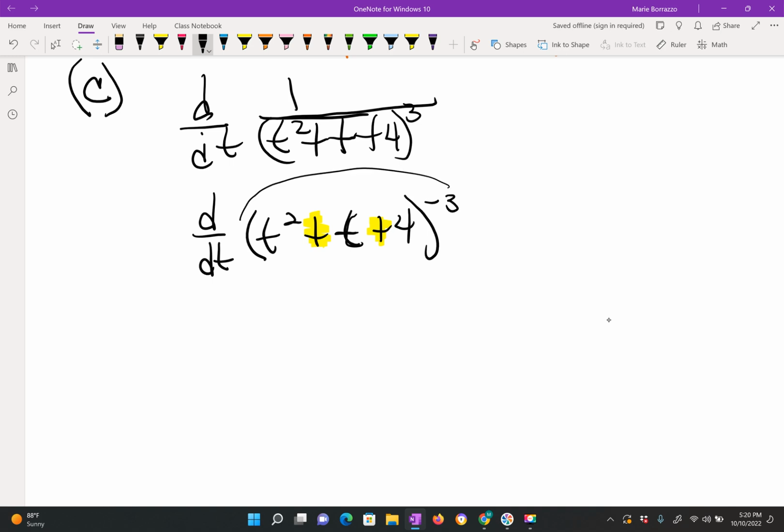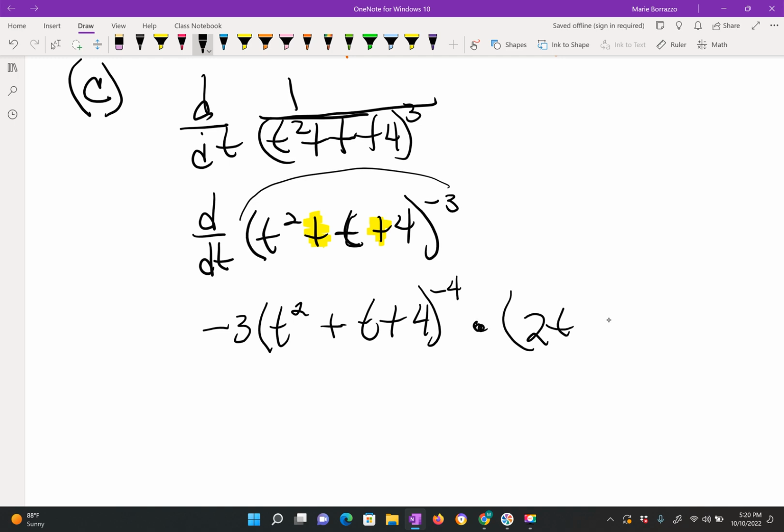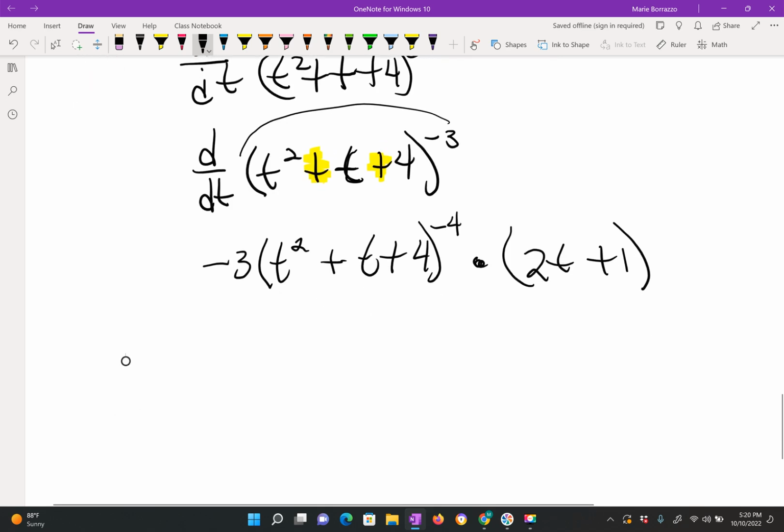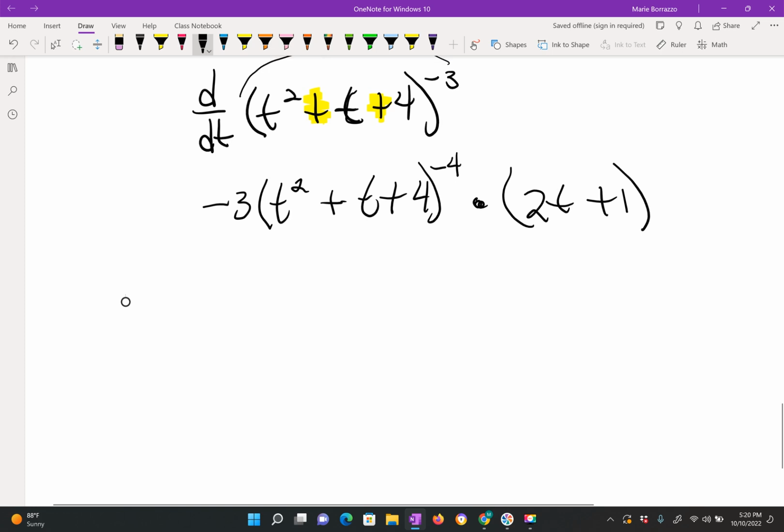-3, parentheses, t squared plus t plus 4, to the -4, then times the derivative of this stuff, 2t plus 1. Can I re-express this again so I don't have a negative exponent, because we don't like these guys?